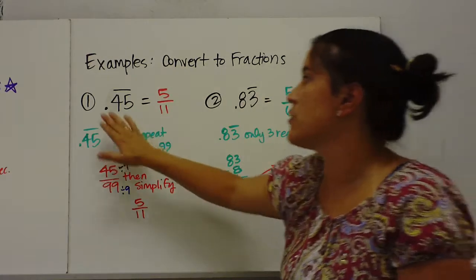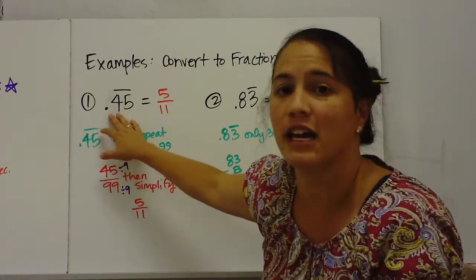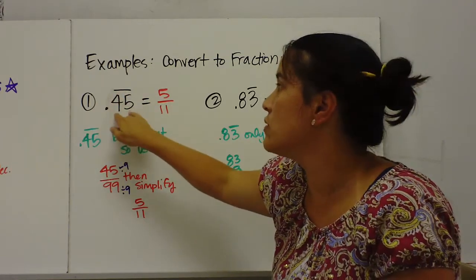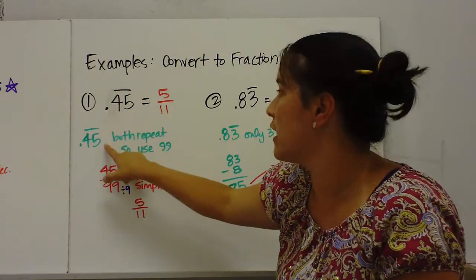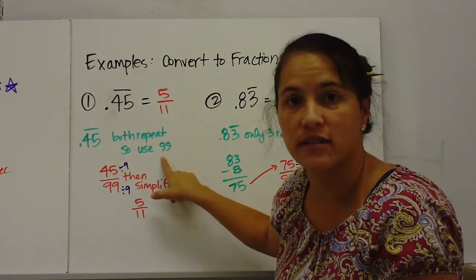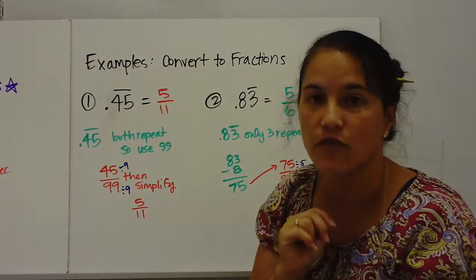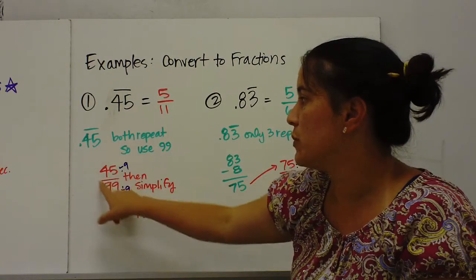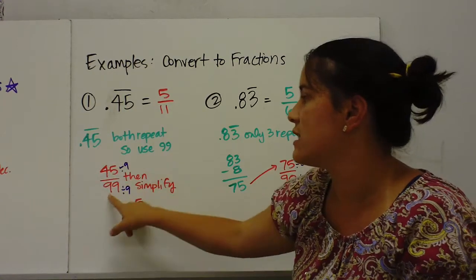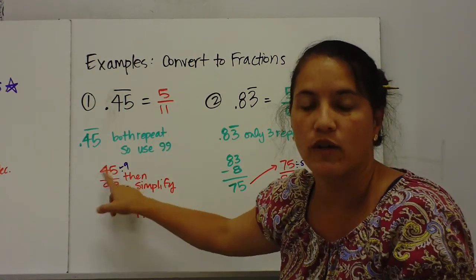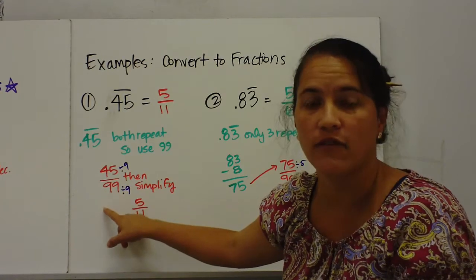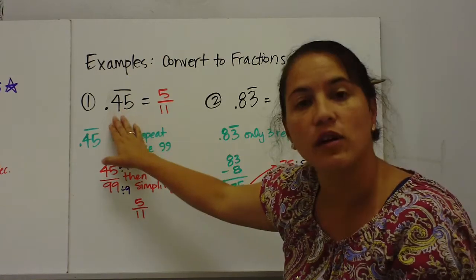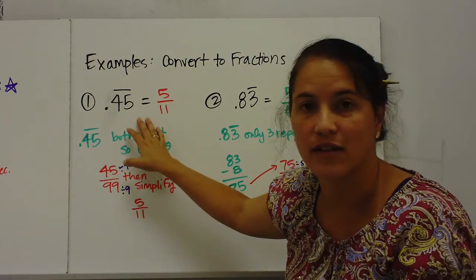Alright, so convert to fractions. Here we go. Our first one is 0.45 repeating. So that means 0.45, 45, 45, 45 repeating. We have two digits repeating. Both the 4 and the 5 are repeating. So that means we need to use two nines. Then we use 45 as our whole numerator, and 99 as our denominator. 45 over 99, then you simplify, you can divide them both by 9, and we get 5 elevenths. So 0.45 repeating is equal to 5 elevenths.